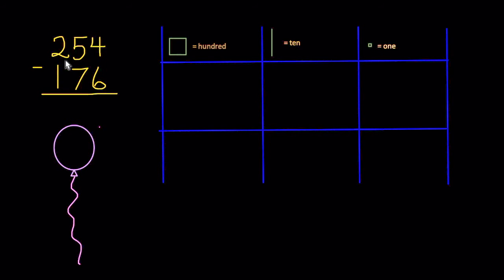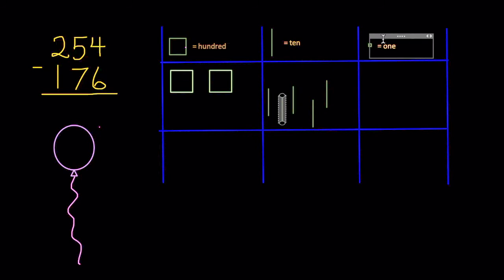So what we're going to do is split this number up and distribute it. Since it's 200, we're going to be putting 2 squares here to show 200. And then we're going to be putting in a 10. And since there's 4 ones, we're going to be putting in 4 ones to represent them. Okay. And now we're going to be doing the same for 176.